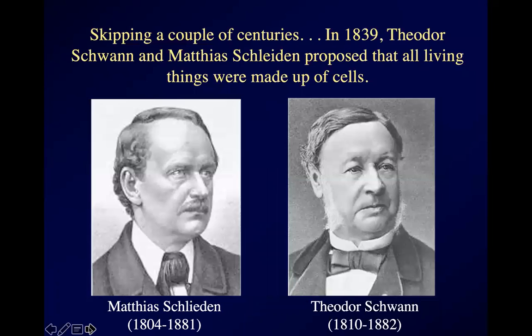Skipping over a lot, we'll jump to 1839 with a couple of guys named Schwann and Schleiden, German scientists. Again, the only thing I would test you on is going to be last names. Don't worry about dates or anything like that. Suffice it to say that Schwann and Schleiden proposed the hypothesis that all living things were made up of cells.